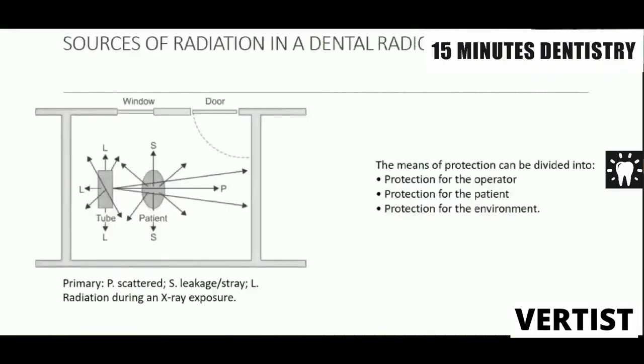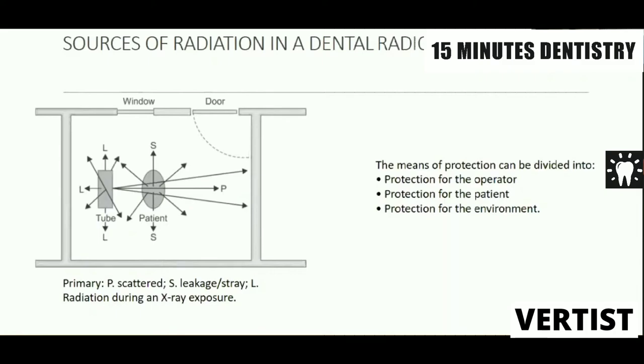Sources of radiation in a dental department. You have primary radiation, that is directly from the X-ray tube. Okay? Then you have scattered radiation, which comes from other parts of the X-ray tube, not from the PID. And then you have stray radiation.